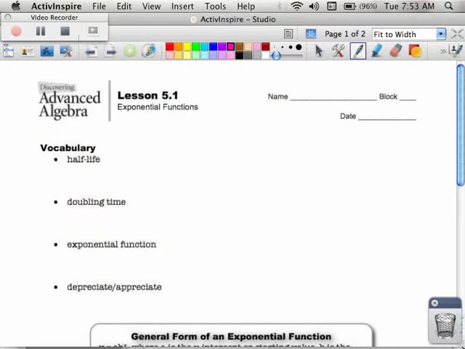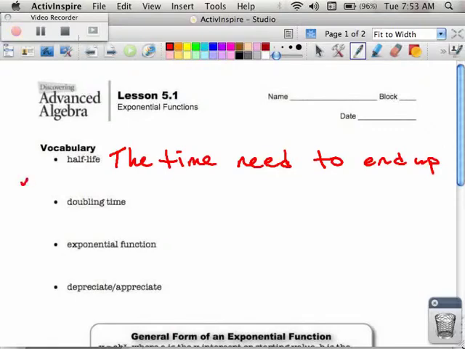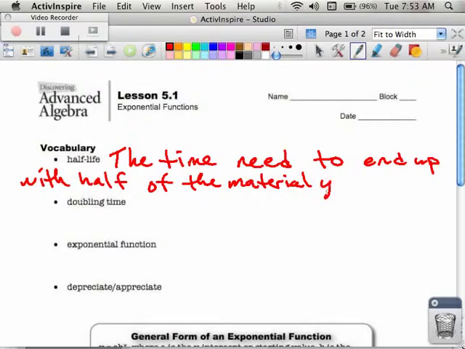is half-life. And half-life is exactly what it says. It's the time needed to end up with half of the material you started with.